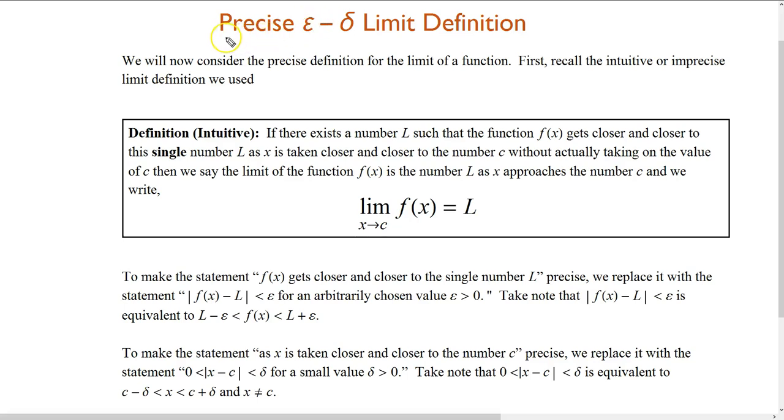In this lesson, we're going to take a look at the precise epsilon-delta limit definition. We're going to take our intuitive limit definition, which we have stated right here, and make it mathematically precise. You see, this definition, as we have it stated, isn't really precise enough for us to actually prove that the limit of a particular function is equal to some number L, nor is it precise enough to actually prove theorems that we're going to need later on related to limits. So we need to make this mathematically precise, and here's how we're going to do it.